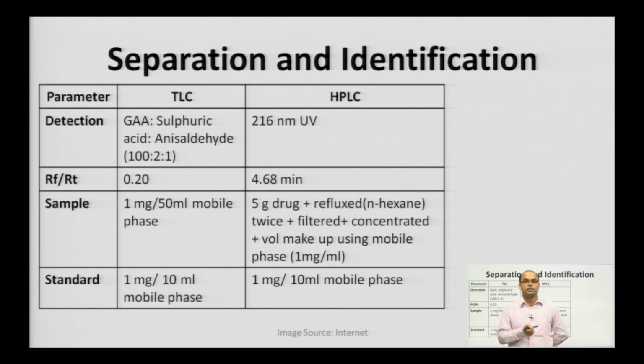Under these conditions, we got the retention factor value for our phytoconstituent artemisinin at an Rf value of 0.20. The sample was prepared by dissolving 1 mg of drug, in which we have to estimate the compound artemisinin, in 50 ml of mobile phase. The standard we have prepared by dissolving 1 mg of our artemisinin standard in 10 ml of mobile phase.